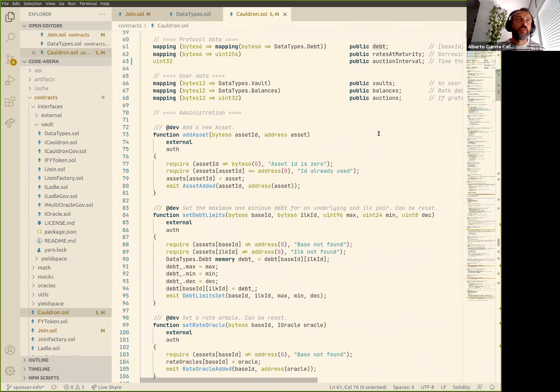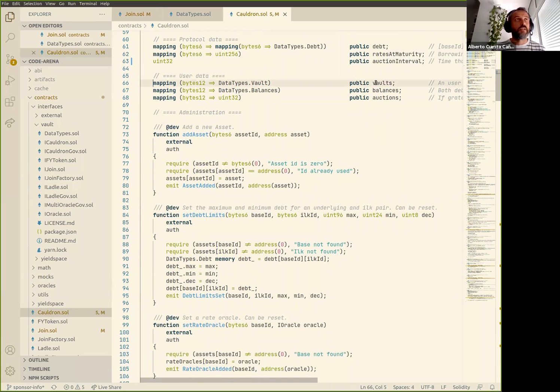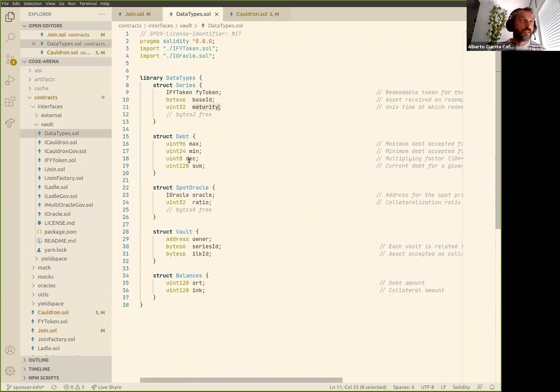These ones I can skip. The vaults and the balances, these together are actually the vaults themselves. This is the user data. So these two mappings together are these two structs together, which I can call a vault itself, which has an owner, it has a series, it has a collateral, it has an amount of debt, it has an amount of collateral. They are single collateral vaults.